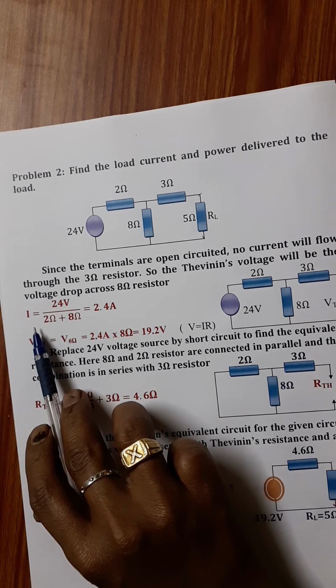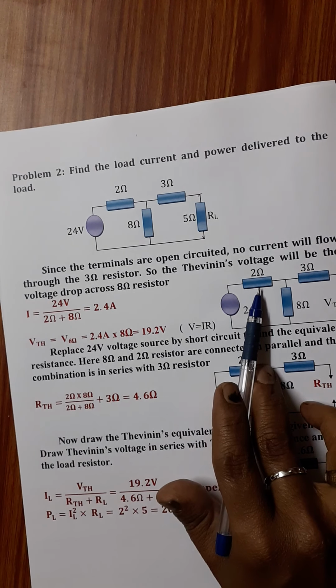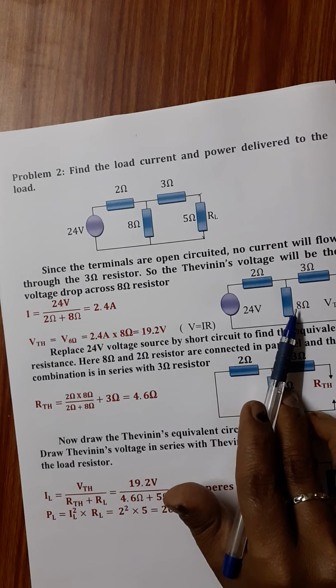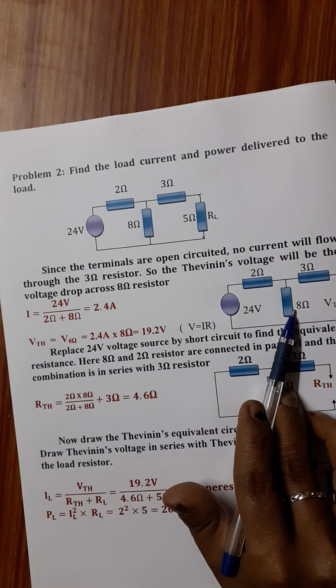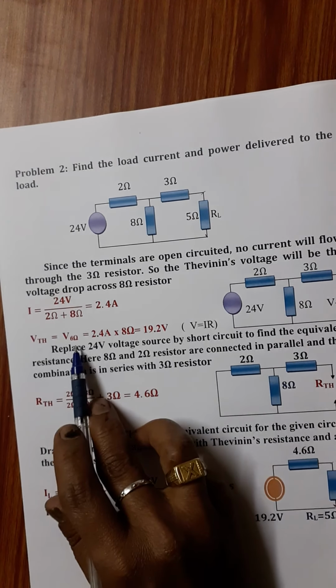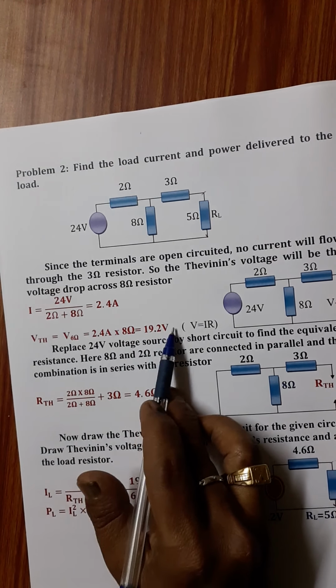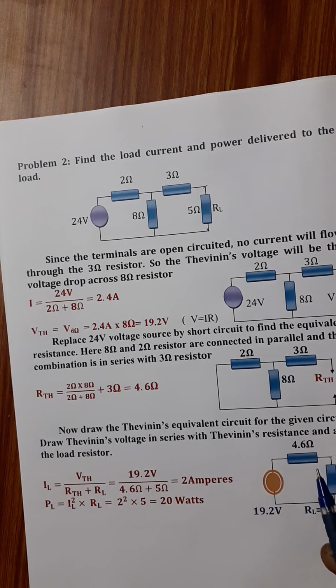So that is nothing but I equal to 24 volt divided by 2 plus 8 ohms. So this is nothing but 2.4 amps. So VTH equal to, that is across 8 ohms, 2.4 amps into 8 ohms, that is 19.2 volt. So now what is the second step?